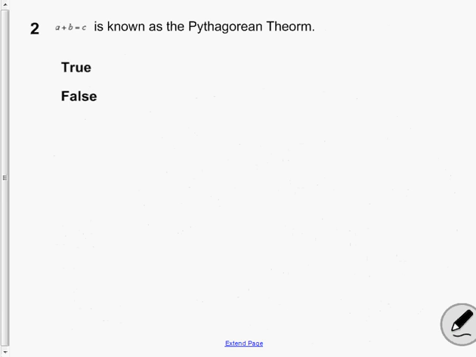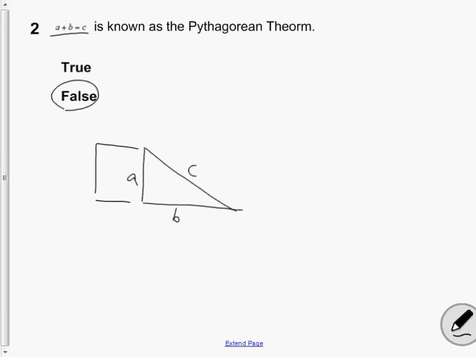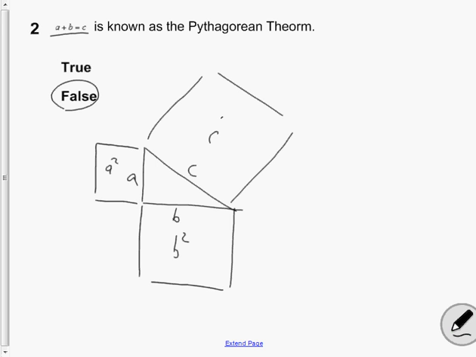Question two says A plus B equals C is known as Pythagorean theorem. So if I take a right triangle and put an A and a B and a C here, Pythagoras did not say A plus B equals C. The answer is false, and here's why. What he said was A squared plus B squared equals C squared. So whatever A and B are, you have to square those numbers and add them together. And then you will get the area of the square attached to the hypotenuse.